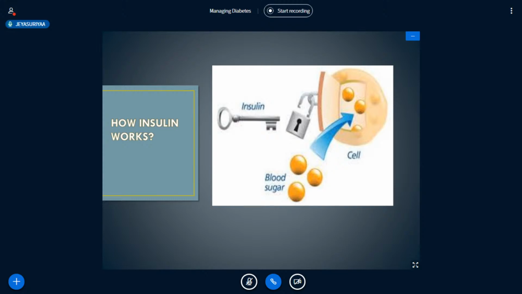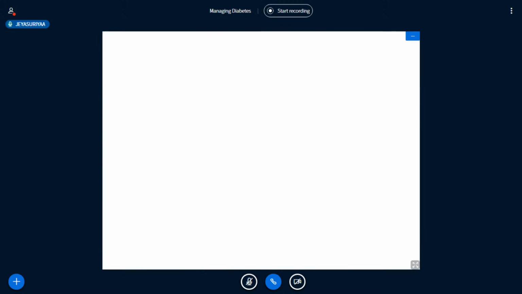In Tamil, it is called kanayam. The pancreas secretes insulin into the bloodstream, and the insulin circulates, enabling the blood sugar to enter into the cells. Insulin lowers the amount of sugar in the bloodstream. As the blood sugar level drops, so does the secretion of insulin from the pancreas. Now, you could see in the slide where the insulin acts as a key for the lock, where glucose, blood sugar, is being transmitted into the cells.